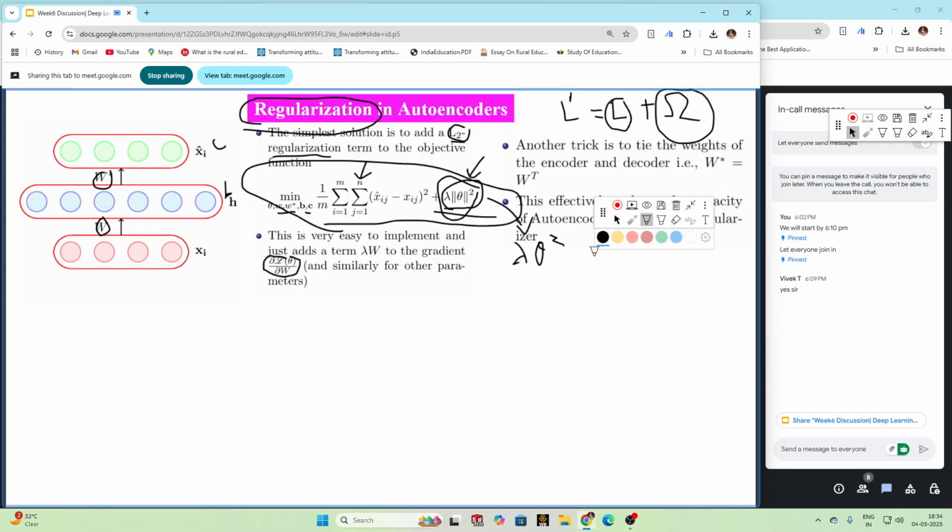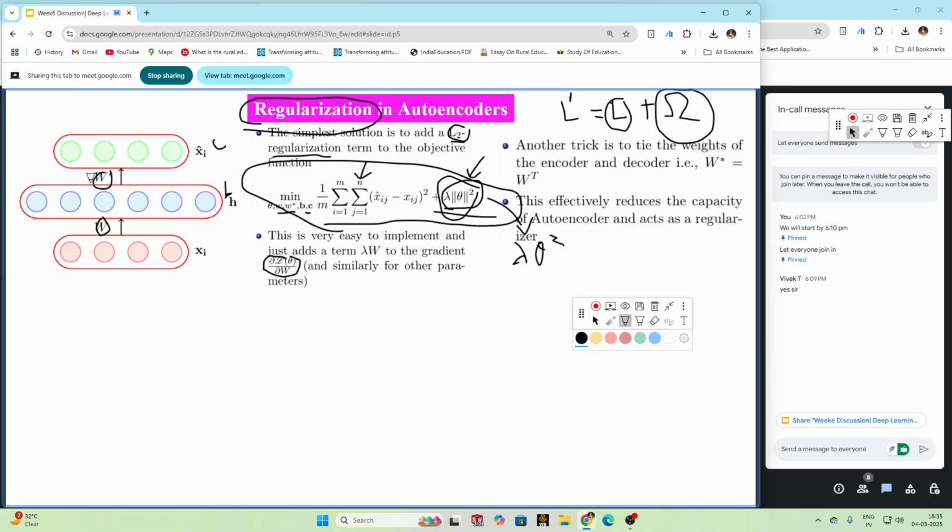Now another trick for regularization is to decrease the parameters. Why is our model generalizing so well? Because this is a neural network and we have so many parameters. We have weights in two layers: one is the weight between the input layer and the encoding layer, and the second is w star, the weight between the encoding layer and the decoding layer. So we have two sets of w.